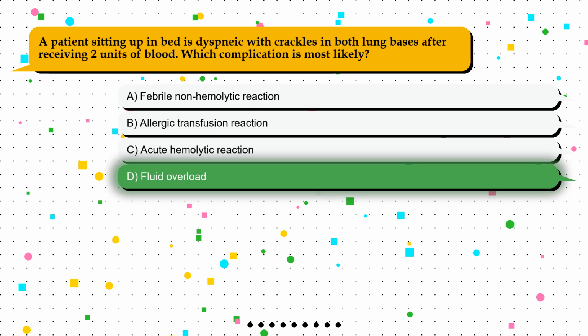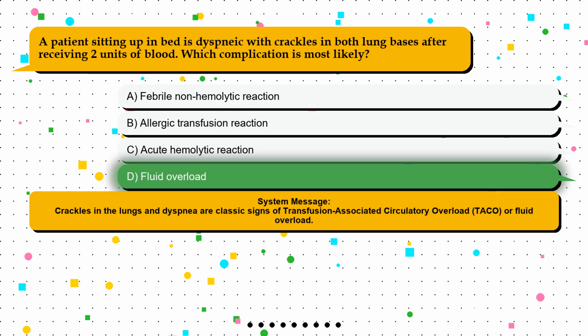The correct answer is option D. Fluid overload. Crackles in the lungs and dyspnea are classic signs of transfusion-associated circulatory overload, TACO, or fluid overload.